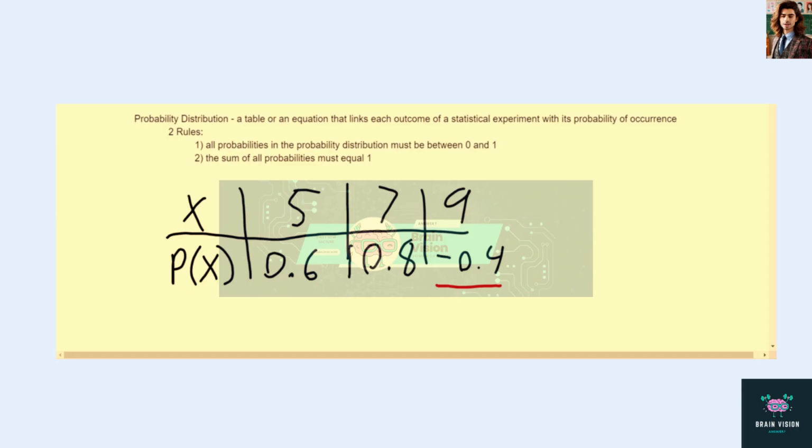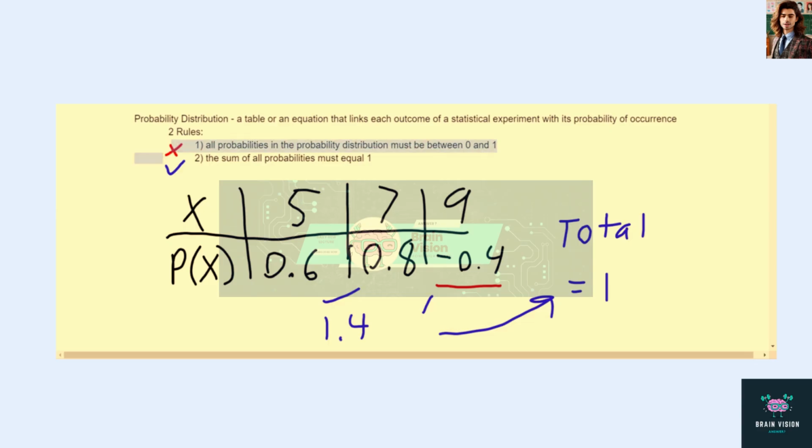But let's ignore rule number 1 for a second and just calculate the total of our probabilities anyway. We have our 0.6 and our 0.8, so we have 1.4 here. And we have a negative 0.4, so our total ends up equaling 1. So while rule 2 is followed, we can check that rule 2 is being followed. Unfortunately, rule 1 still isn't being followed.